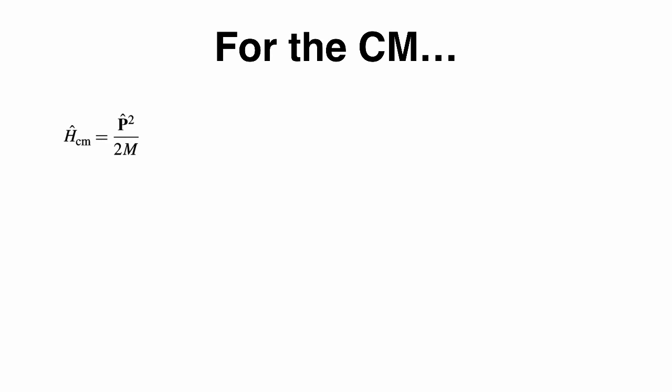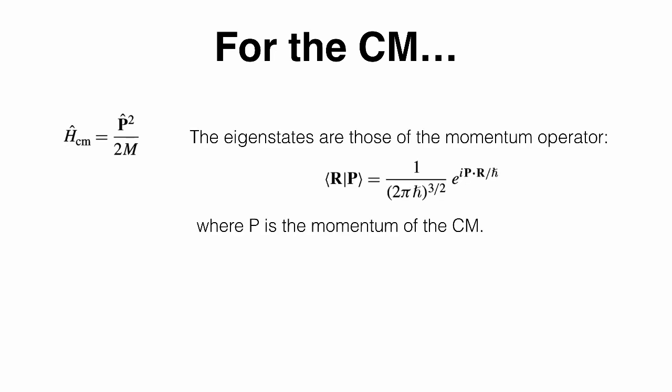Okay, so first of all, let's focus on the center of mass. The Hamiltonian is as simple as it gets. It's a free particle. There is no potential, and we know that for the free particle, for the p operator, actually we can look at this both ways. So let's first do it one way. For the p operator, we know the eigenstates. The eigenstates are written as the ket p. That means that the eigenstates of the Hamiltonian are also those eigenstates p, since the Hamiltonian is just p squared, right?